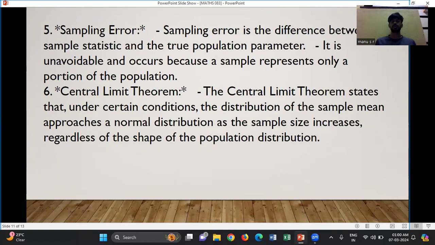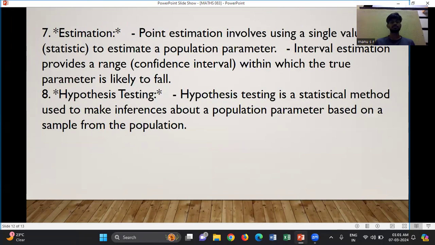Central limit theorem. The central limit theorem states that under certain conditions, the distribution of the sample mean approaches the normal distribution as the sample size increases, regardless of the shape of the population distribution. Estimation. Point estimation involves using a single value statistic to estimate a population parameter. Interval estimation provides a range within which the true parameter is likely to lie.